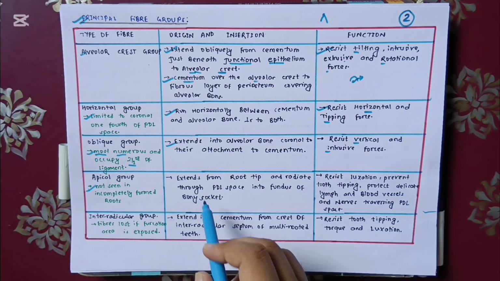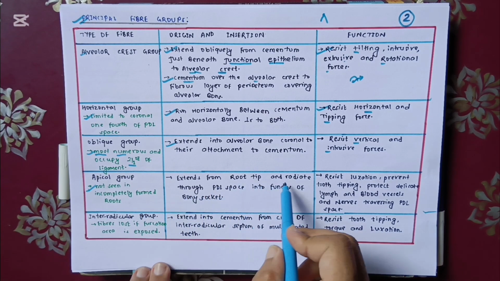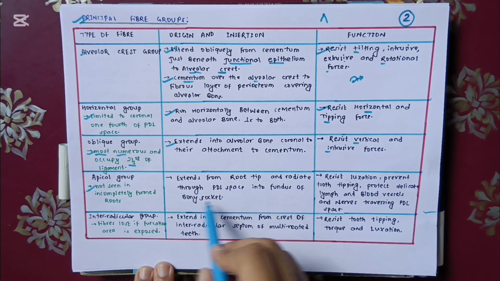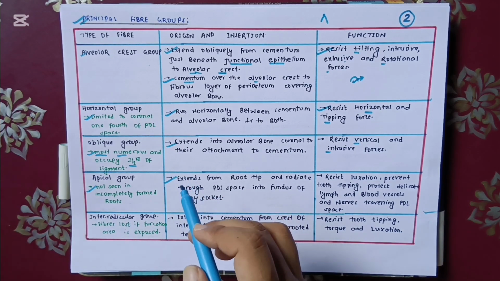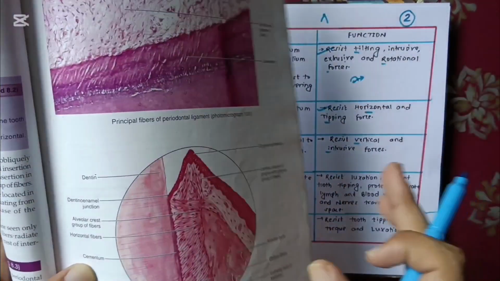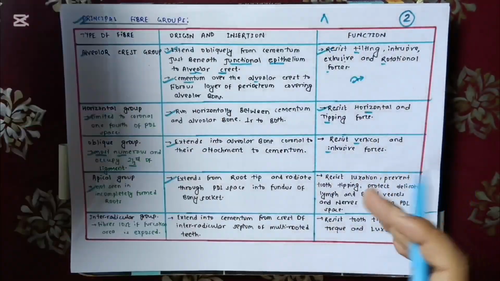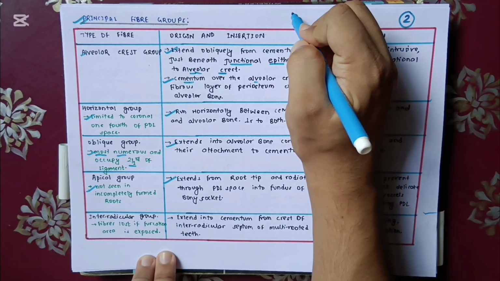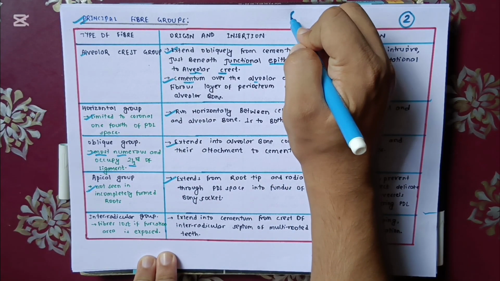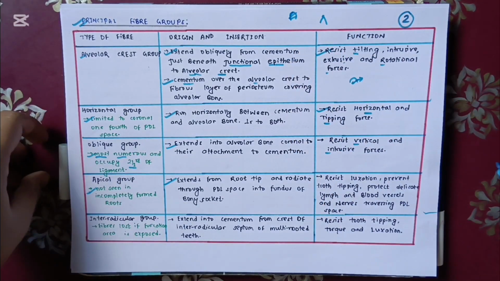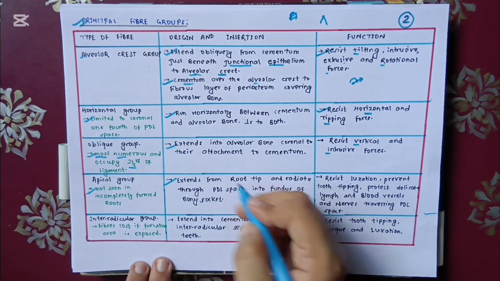So apical group means it extends from the root tip and radiates through the periodontal ligament space into the fundus of the bony socket. Apex is not clear in this picture, but I will show you another picture, then you will be clear. Apical group means from the apex.